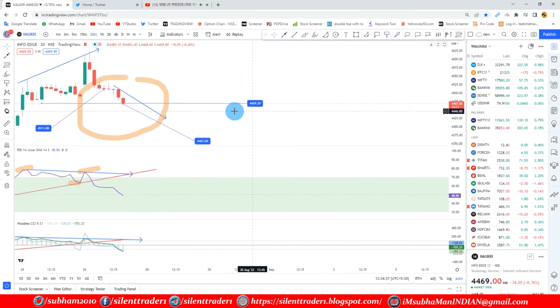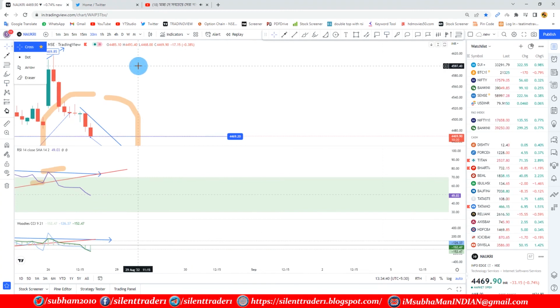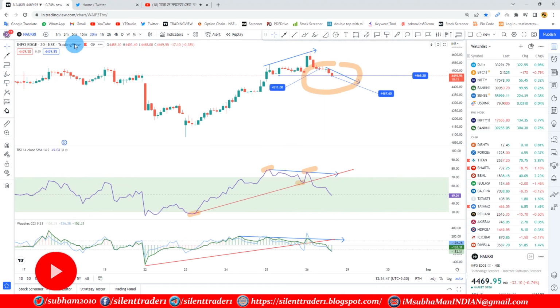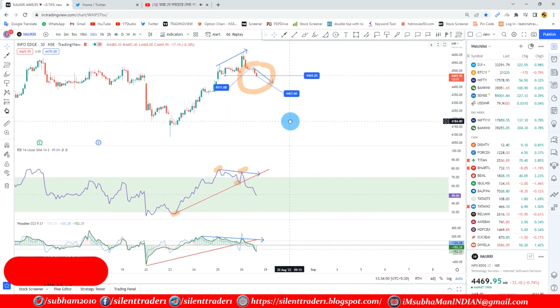This is called negative RSI divergence and negative CCI divergence trading. Follow the RSI and CCI divergence rules and take your profit.